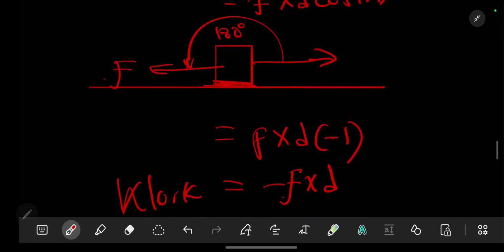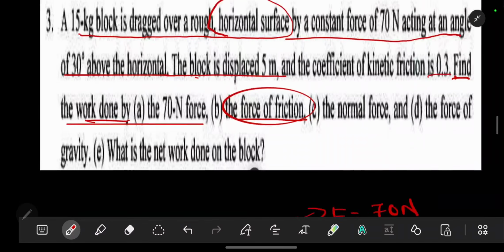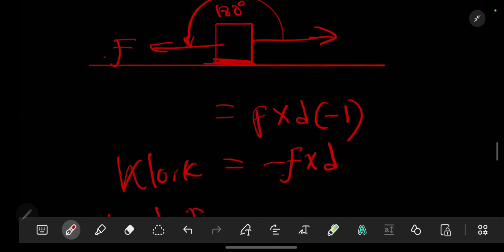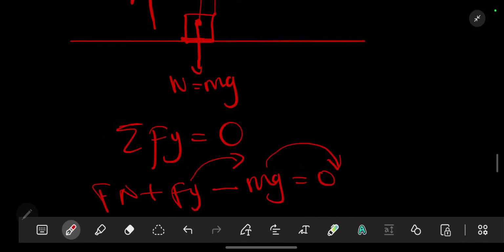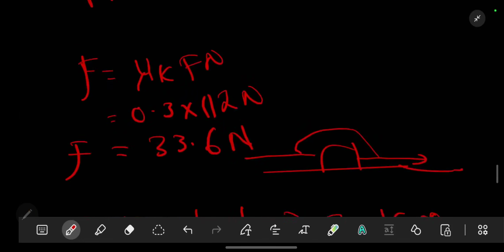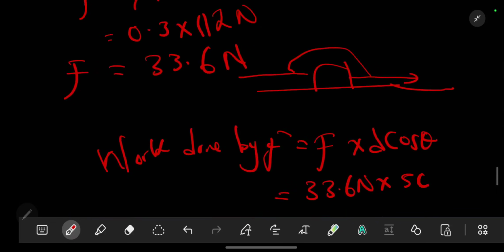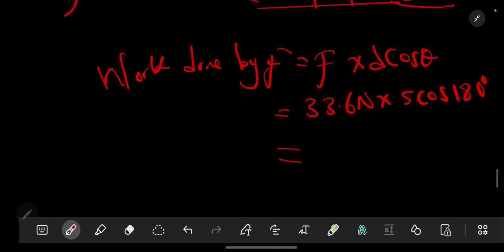So according to the question, we are told that it was displaced 5 meters. Therefore, we are going to put our 5 meters there. If we put our 5, then we are going to have our cosine of 180 degrees. So this angle acts at 180. If it's moving in this direction, it will cause an opposing motion.